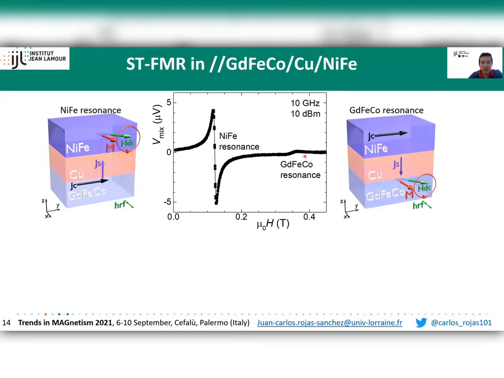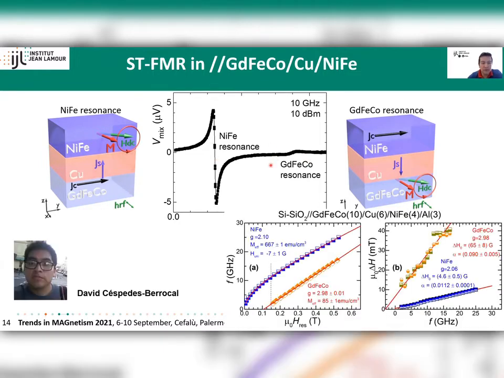So we can identify both, and we can do, for example, other experiments like frequency dependence. Just to mention, most of this experiment was performed with David Céspedes, my former intern student. And here in the frequency dependence, we can see, for example, the typical square root behavior for permalloy. That means that the plane of the sample is an easy plane for magnetic anisotropy.